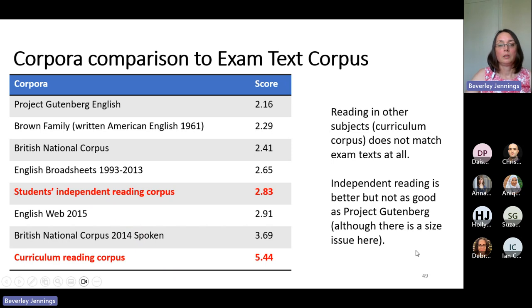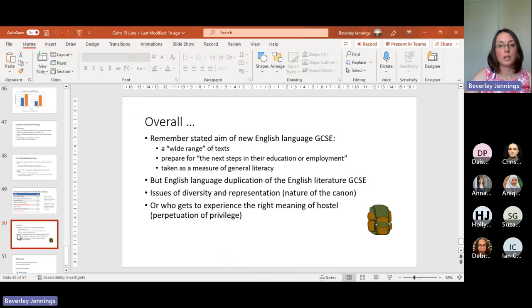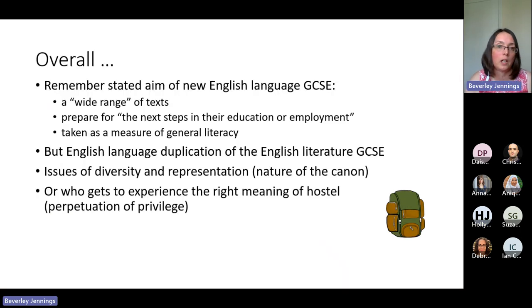Clicking and nothing is happening. Don't know why that's not moving on. I think I'm near the end anyway. Might just stop sharing because my slides aren't moving and then go again. Yeah, maybe stop sharing and reshare. Oh, it's just gone. Can you still see it like that now? Yeah. Okay, so it's literally my last two slides.